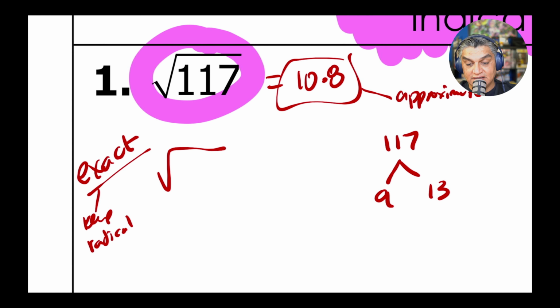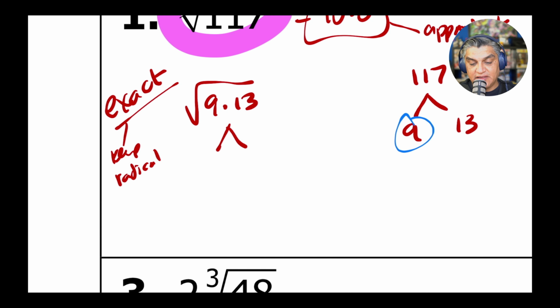And guess what 9 is? 9's a perfect square. And so I can rewrite 117 as the square root of 9 times 13. And then I can split this, right? When I have factors inside a radical, I can separate them and give 9 its own radical and give 13 its own radical. And so what's the square root of 9? I can do that. That's 3, isn't it? So this turns into 3 square root of 13.